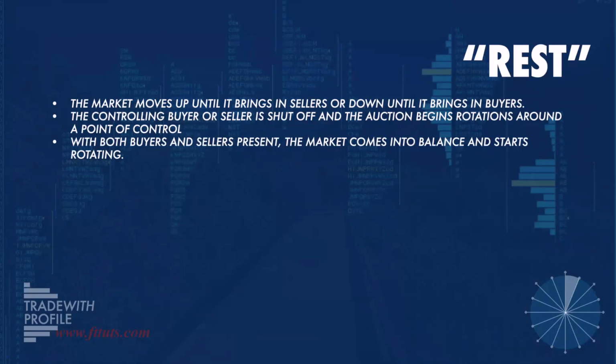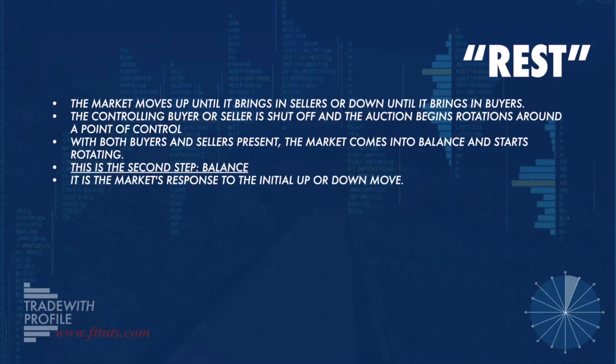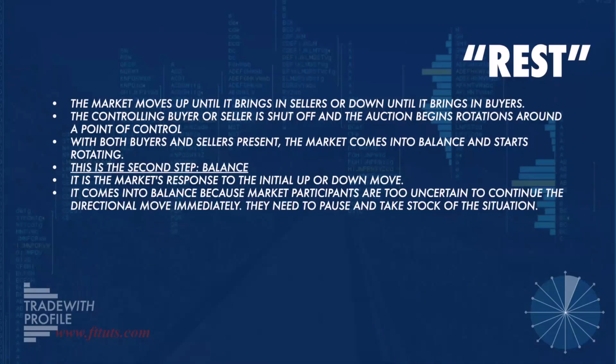And when both buyers and sellers are present, the market comes into balance and starts rotating. This is the second step, which is balance. And it's the market's response to that initial up or down move. And it comes into balance because market participants are too uncertain to continue going in one direction. So what ends up happening is we have to spend time taking a breath to see if we want to continue that, or do we want to go back in the other direction. So when you're in the rest phase, price reverts to nearby value reference. So you're getting more mean reverting and price reverting action than directional trending.